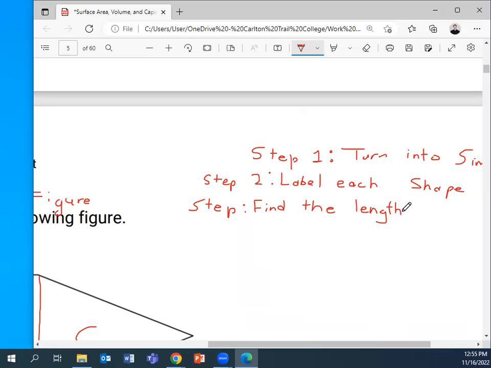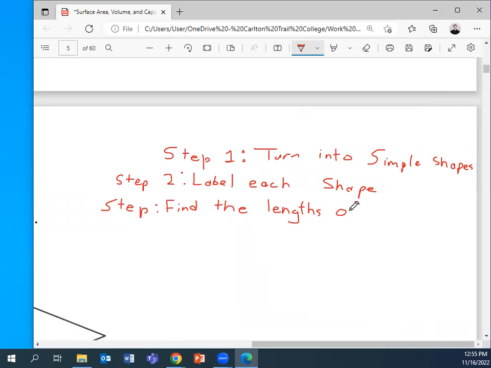I'm going to find the lengths of all sides. I'm going to need a way to type on here. Okay. So we turned it into simple shapes, we've labeled them, and now we need to find the lengths. This is the harder part of it. Step 3.